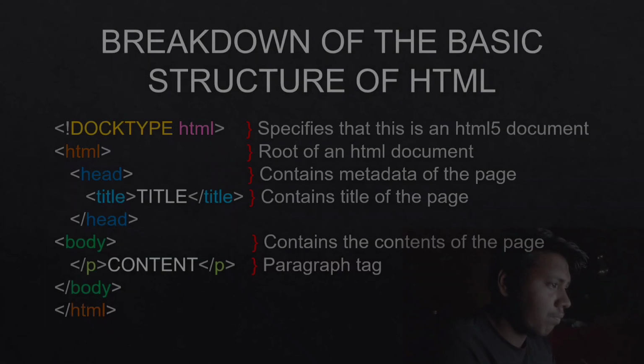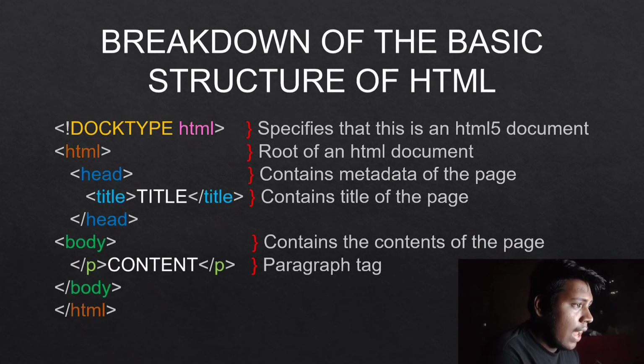Now let us understand line by line what each tag refers to in the basic structure of HTML. Now there is a tag called doctype HTML which basically specifies that the document you are making is an HTML5 document. The doctype HTML is an empty tag, not a container tag, because a container tag needs to be closed, but an empty tag can be placed freely inside the code.